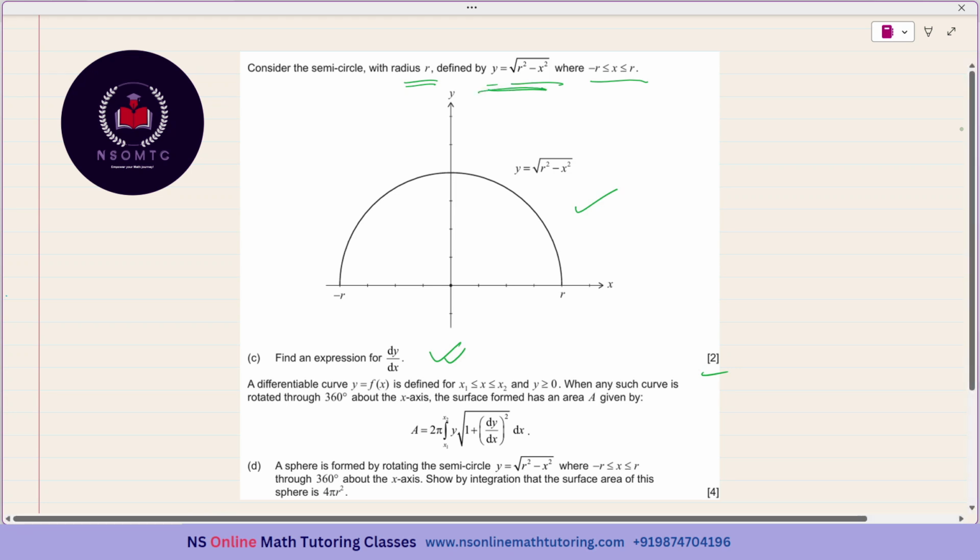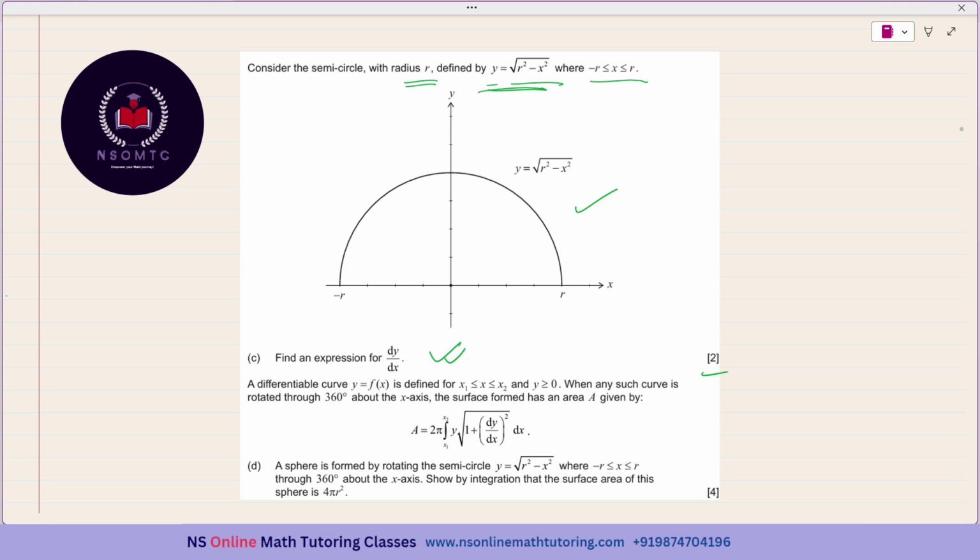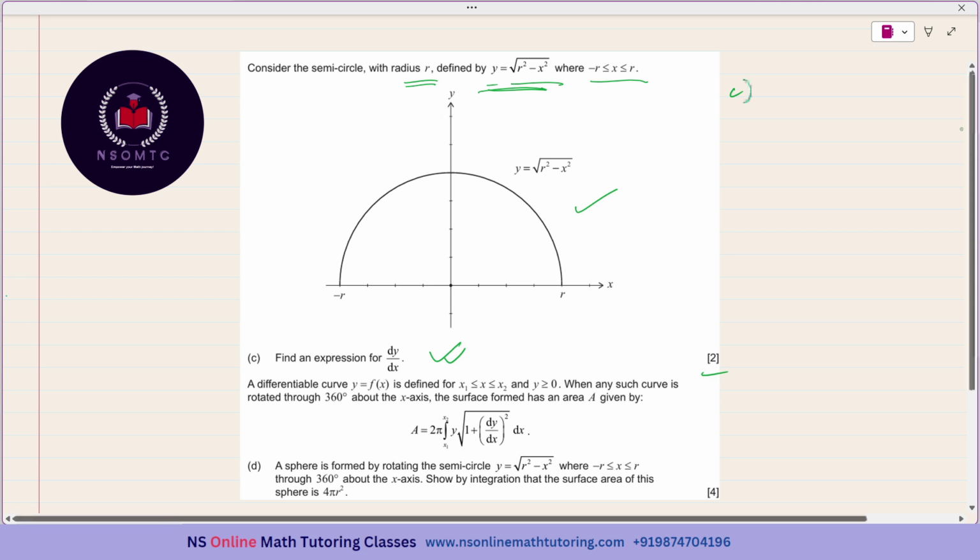The y's expression is this. So we can either use the implicit differentiation or the chain rule. This time I'll be using the chain rule. So let me write, y is equal to square root of r square minus x square, which can be written as y equal to r square minus x square to the power of half. Because we cannot deal with radical signs in calculus, we have to change them to exponents.